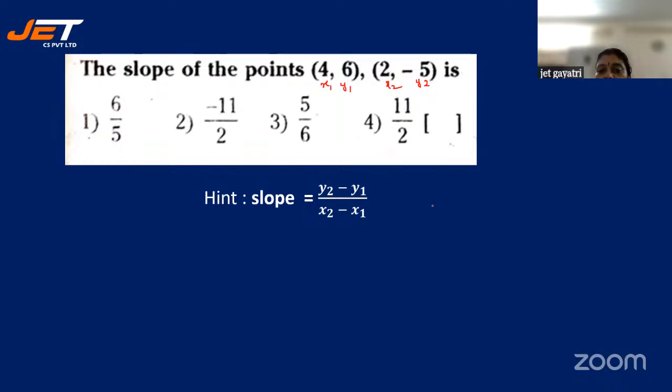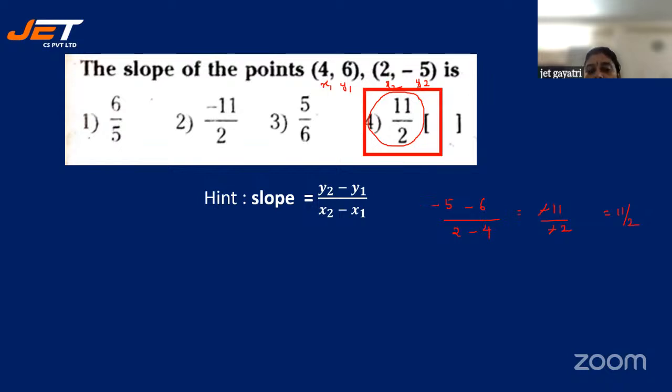So what is y2? Minus 5 minus y1 by what is x2? 2 minus 4. All right. So minus 5 minus 6 is minus 11 by 2 minus 4 is minus 2. So minus minus gets cancelled. Ultimately, your answer would be 11 by 2. Therefore, option 4 is the correct choice. All right, students, let's see. Yes, it is option 4.